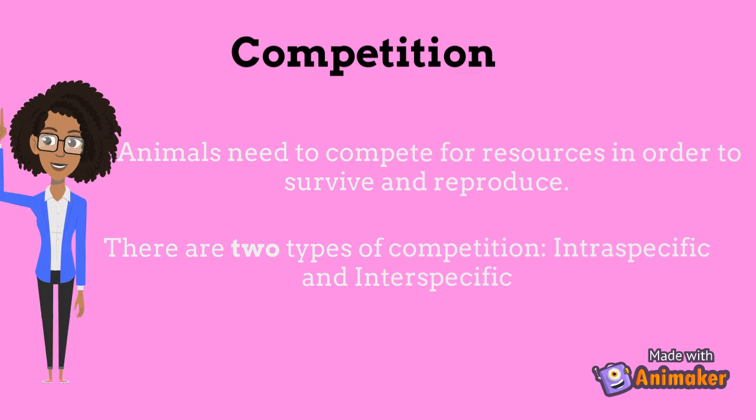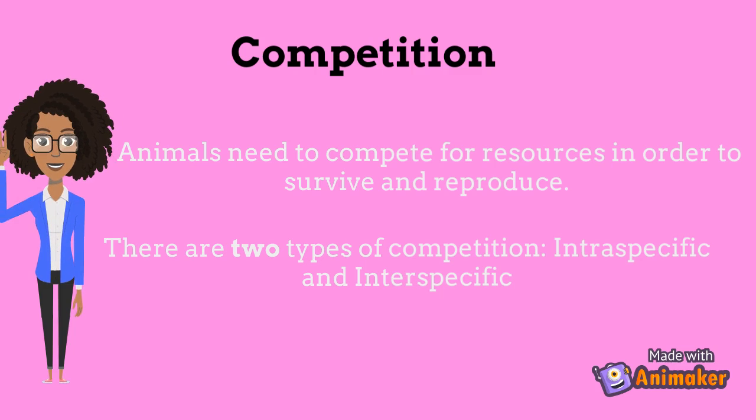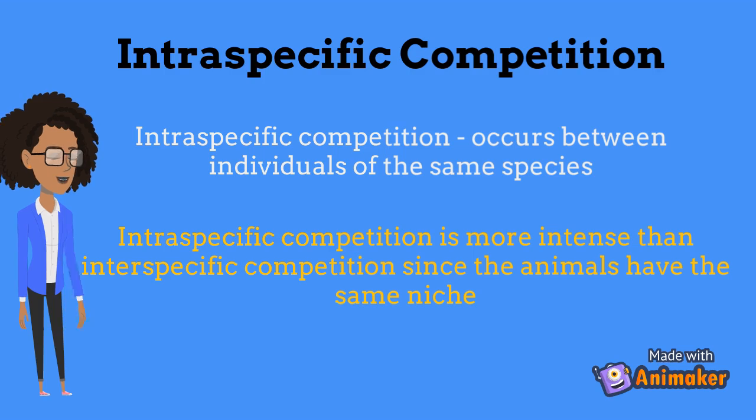As I said before, animals need to compete with each other for resources. There are two different types of competition, intraspecific and interspecific competition. Intraspecific competition occurs between animals of the same species. So, for example, a lion and a lion may compete for water at the same water bank. Usually, intraspecific competition is more intense since both animals have the exact same requirements.